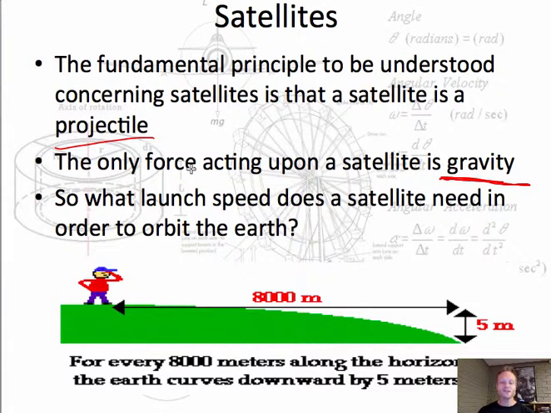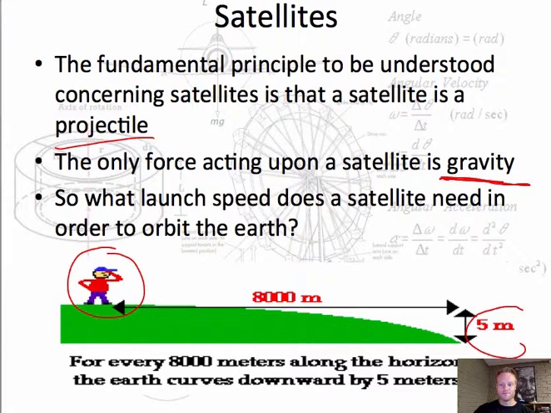So a question you may ask yourself is, let's say I want to launch a satellite into space. We'll call it satellite Benny. At what speed would I need to launch that satellite to make it orbit the Earth? Well, it turns out that if you were to stand here and look across the Earth, every 8,000 meters, the Earth curves downward 5 meters. And that's an important thing, and I'll explain why in just a second.